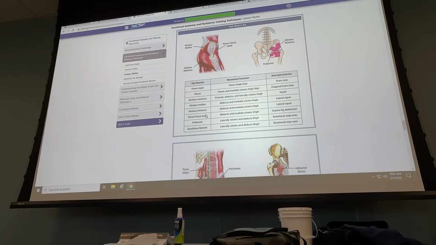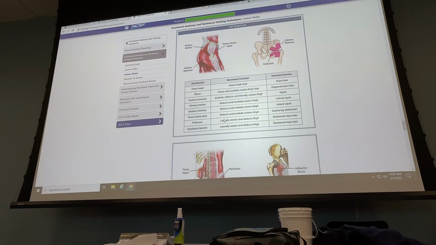You have the tensor fasciae lata. That's that pocket muscle right here. So right where your pocket is, your TFL, your tensor fasciae lata. Abducts and medially rotates the thigh, just like the minimus and medius. So they kind of work together. So something like a supine leg abduction.